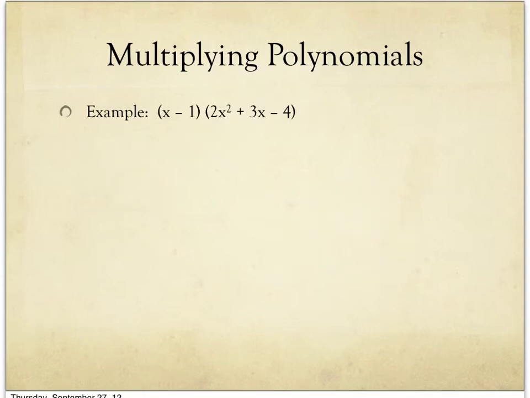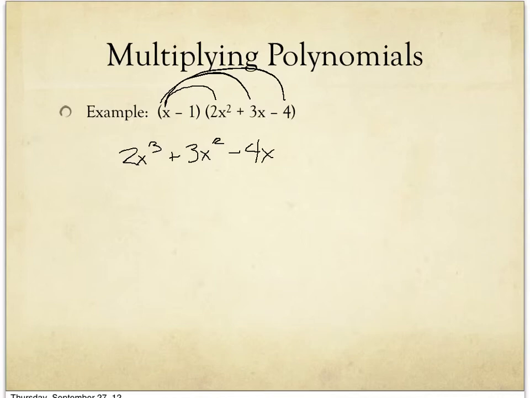Here's another example of how to multiply polynomials. Again, I'm going to multiply this first x by each of the terms in that second polynomial. So x times 2x squared should give me 2x cubed. x times 3x should give me 3x squared. And x times negative 4 should give me negative 4x.